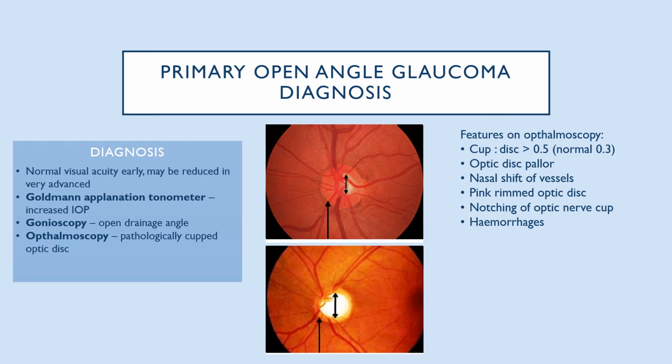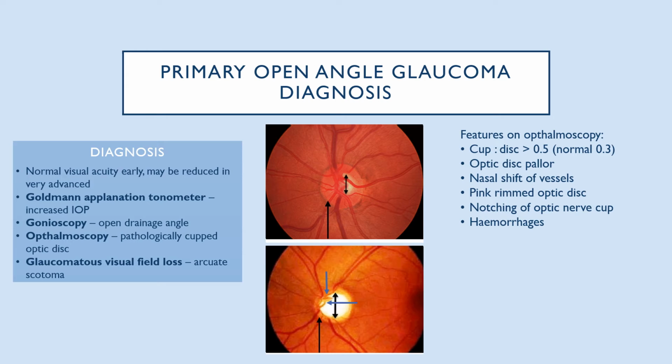There'll be a nasal shift of vessels, so as I said, this image is of the left eye. In the top you can see the vessels nicely here. If you look at the bottom, then vessels have shifted to the right hand side of the image, implying that they've shifted more towards the nose. Notching of the optic nerve cup is said to be pathognomonic of the condition, so we can see this here in the bottom image. And then hemorrhages are a more rare thing which we see on ophthalmoscopy.